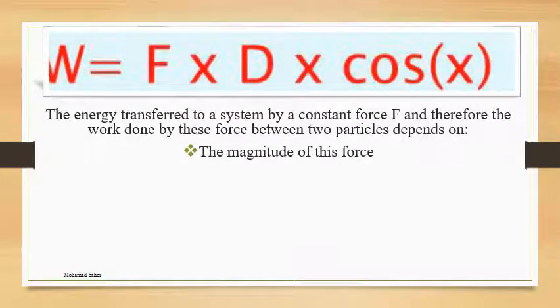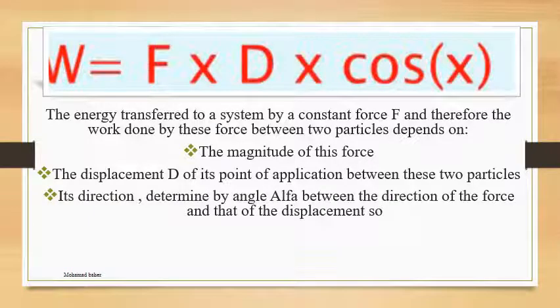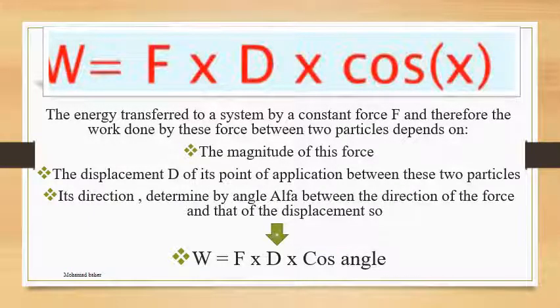As we talked about in the previous slide, the force may cause a work, may not. But if it causes a work, we must calculate it and know on what it depends. So, the energy transferred to a system by a constant force F, and therefore the work done by this force between two points, depends on first, the magnitude of this force, second, the displacement d of its point of application between these two points, third and finally its direction, determined by the angle alpha between the direction of the force and that of the displacement.